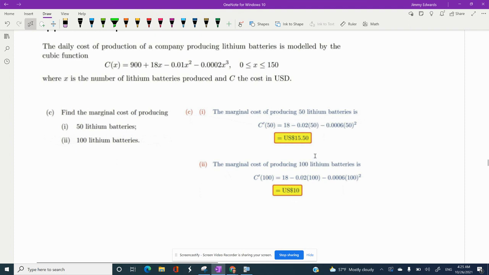That kind of makes sense, because the more batteries we produce, the lower the cost is. That actually makes a lot of sense in the real world. As we increase our production, the marginal cost reduces. It's kind of like when you buy in bulk, your cost reduces. When you produce in bulk, your marginal cost reduces. That's the real world implication of marginal cost.